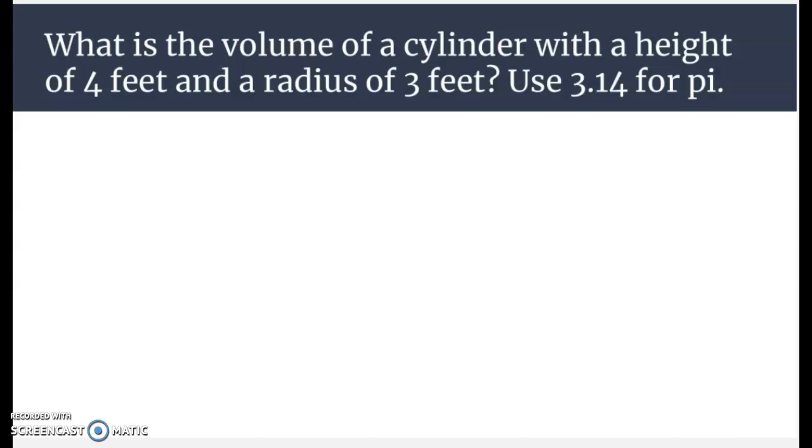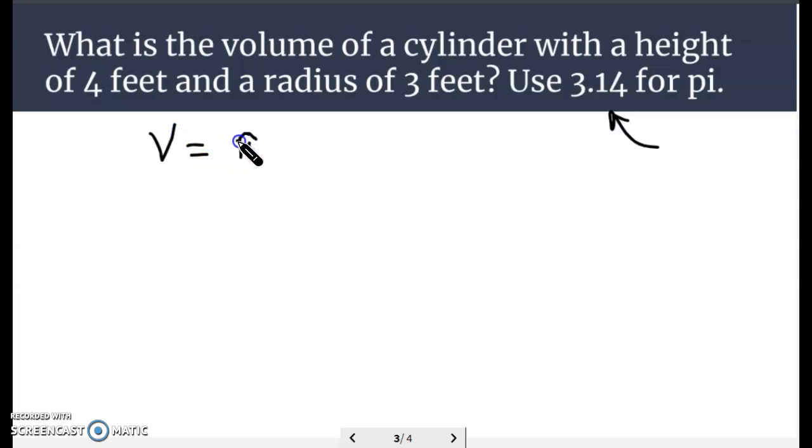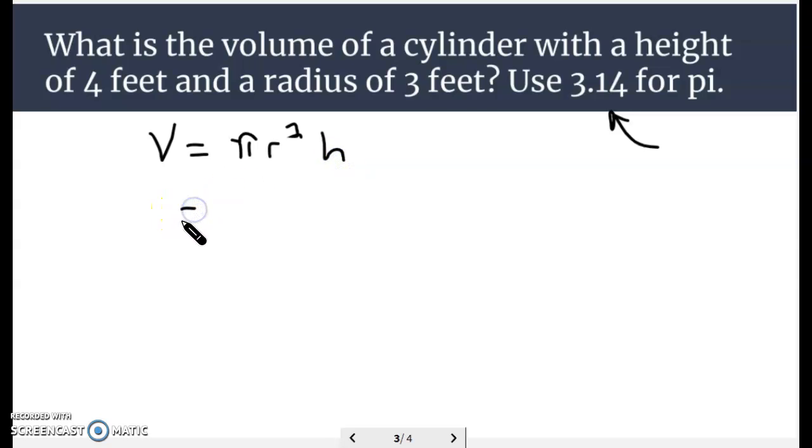Now, compare that to this one where we're not going to use the symbol pi. We're actually going to use 3.14 for pi. So what's the volume of a cylinder with a height of 4 and a radius of 3? Well, let's get our formula written again. Pi r squared times h. This time, instead of pi, I'm going to substitute in 3.14 to get an actual number. The radius is 3. 3 gets squared. And the height is 4.